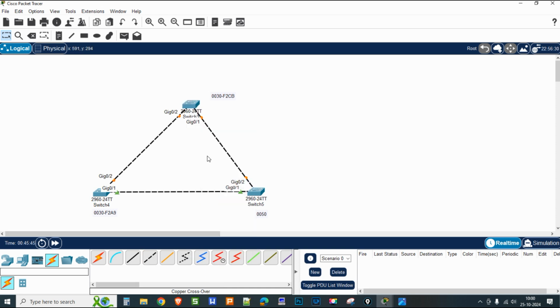You can see. So now we created the loop in the switches. It automatically blocked one port by the Cisco protocol. Here you can see the one port is blocked. It shows the yellow color.